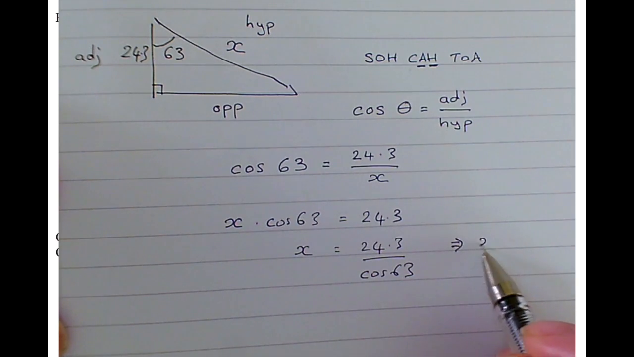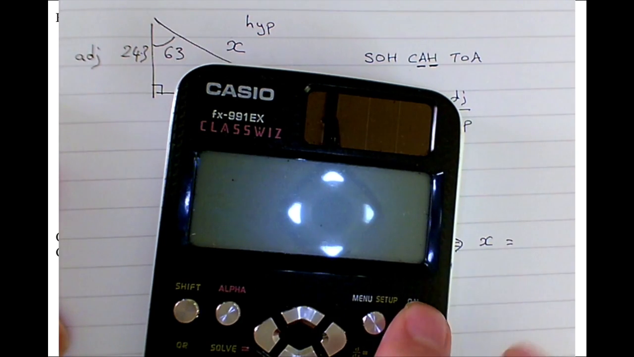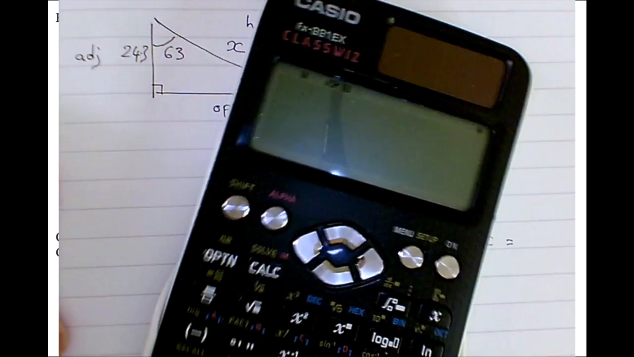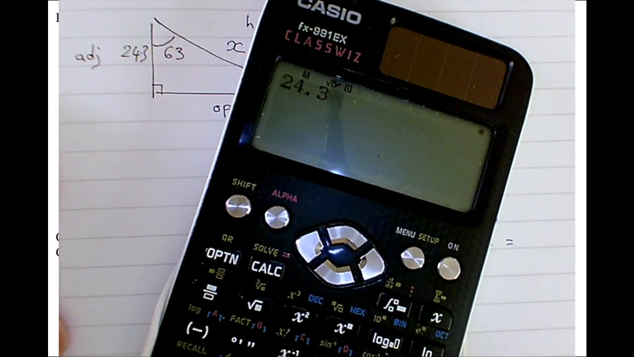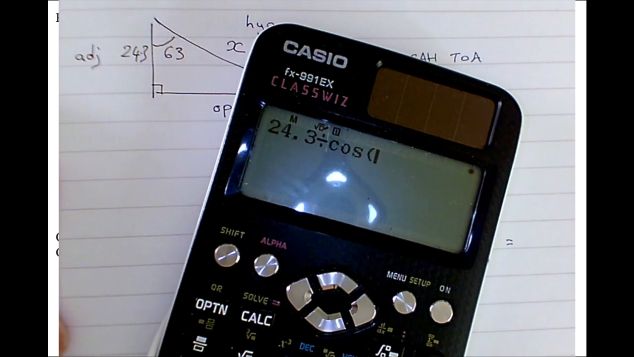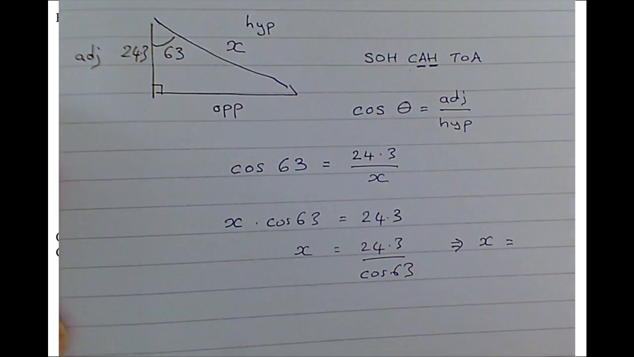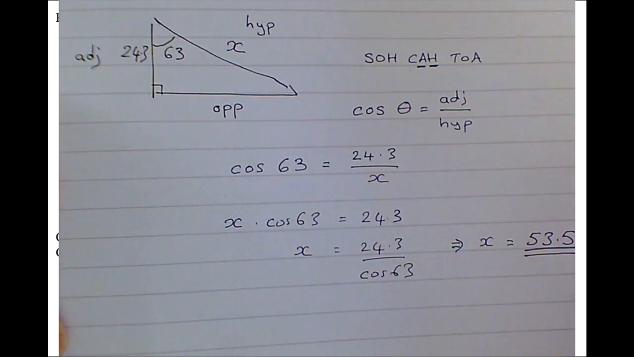So now it's time to use my calculator, and I'm going to check when I turn it on that I've got the little D on the screen there. That's important. If it's not there, then you need to make it there. Alright, 24.3 divided by cosine 63, and the answer I got is 53.5. I think this question asks us to 3 sig figs. Of course, 53.5 is the same as 1 decimal place of accuracy, or 3 significant figures. Okay, so that's the answer.